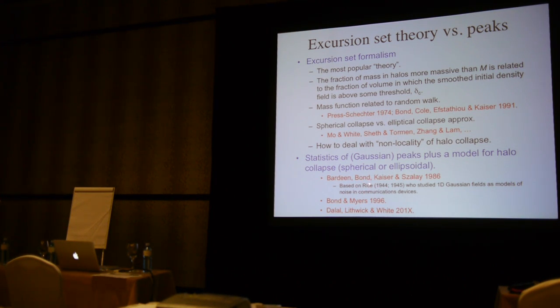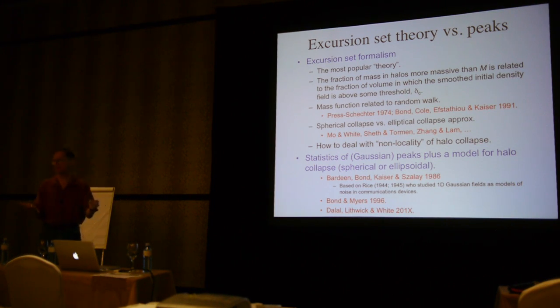And it's based on this brilliant work by Rice in 1944 and 1945, who studied one-dimensional Gaussian fields and used those as models of noise in communications devices, right? So this is an electrical engineering paper, and it was basically generalized to 3D in this famous BBKS paper. Then what happened was Bond and Myers, soon after this paper came out, like roughly a decade, generalized this using a model of elliptical collapsing halos, right? Given the Gaussian field, you can calculate anything you want.